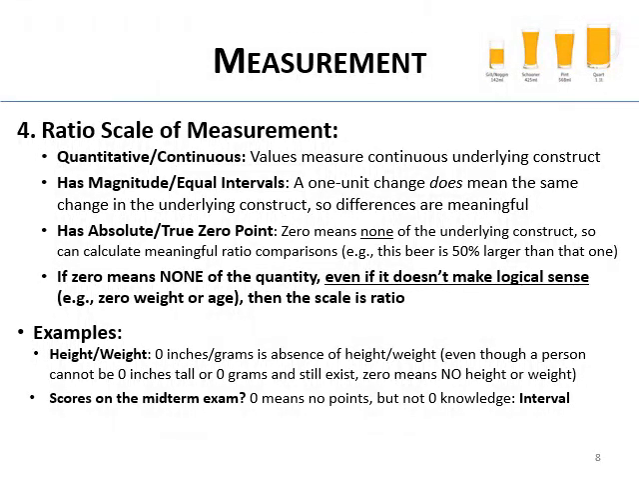So scores on a midterm exam. Is that a ratio? Well, in one sense it is. 0 means you don't get any points, right? But what we're trying to measure on an exam is your underlying knowledge of the course material. So does 0 mean you have no information about the course material? Well, if you're thinking about it as points, 0 would be ratio. If you're thinking about knowledge, it would be interval.